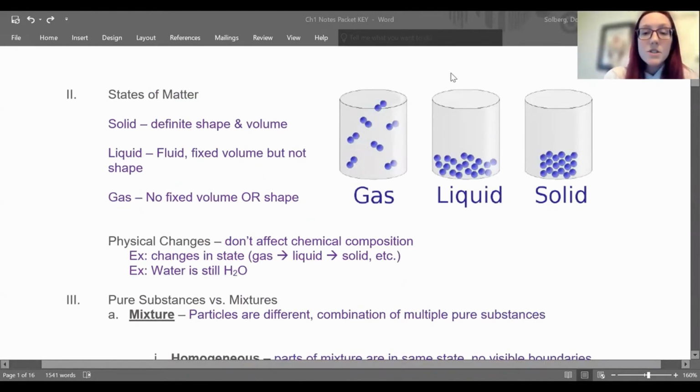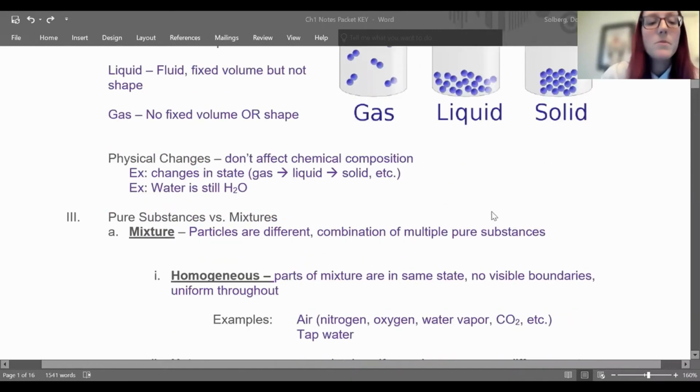Okay, so changes between any of these three states of matter, gases, liquids, and solids, are called physical changes. Any physical change is something that doesn't affect the chemical composition. So for example, water, whether it is a gas, water vapor, liquid water, or solid ice, it still has the chemical formula H2O. Okay, so changing phases is a physical change.